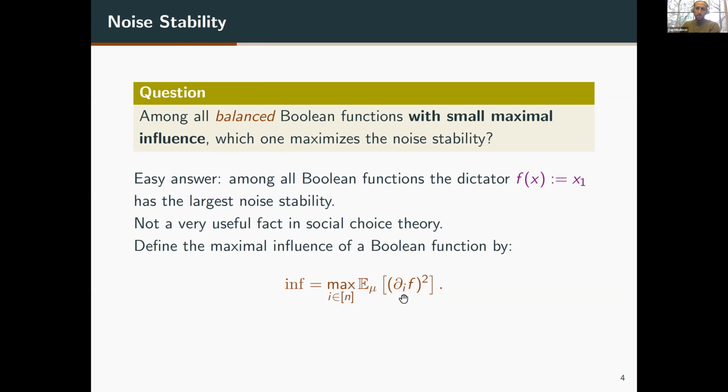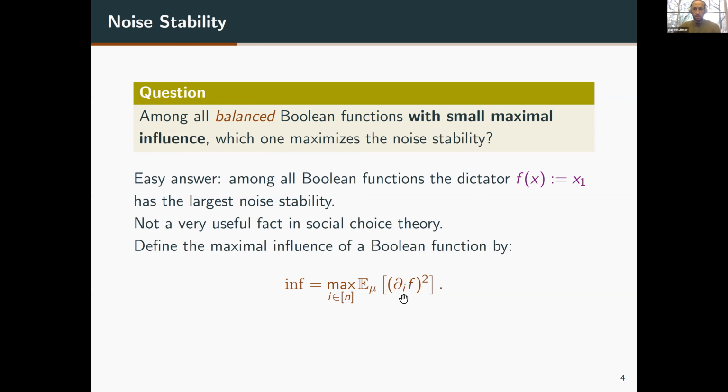So another way to think about it is somehow restricting the max influence to be small forces the function to be high dimensional. It must depend on all coordinates. So maybe you can expect something interesting to happen.